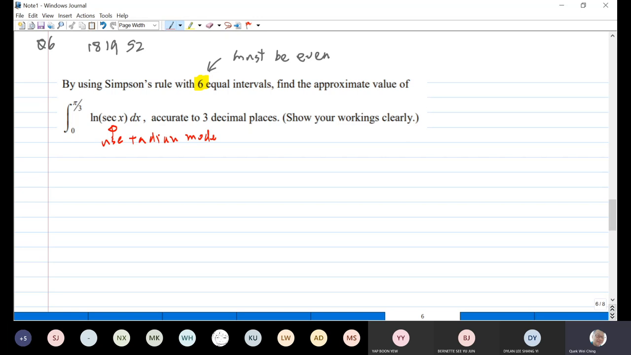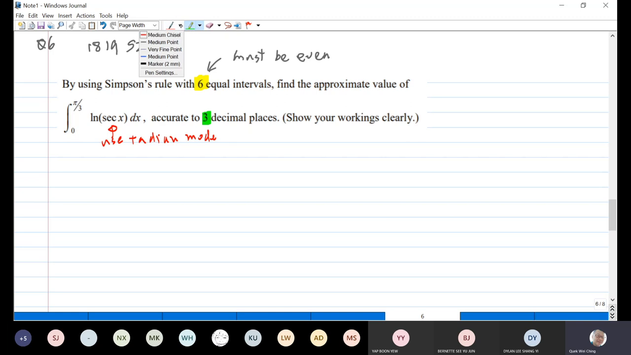Okay. Anyway, if you don't know whether to use degree mode or radian mode in engineering, you always use radian mode. Whether the question has trigonometry or not, if you use radian mode, you always come back. Then, how many decimal places? They spell out to you 3 decimal places.